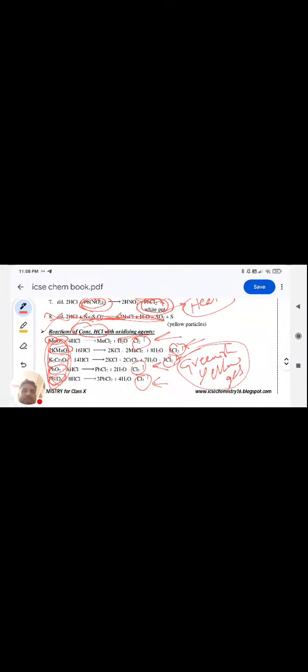Then finally, the oxidation of concentrated HCl with any oxidizing agent. These are the oxidizing agents: potassium permanganate, manganese dioxide, potassium dichromate, lead oxides. They will oxidize concentrated HCl and produce chlorine gas. So here the observation will be greenish yellow gas, that is chlorine gas. So this is about HCl.